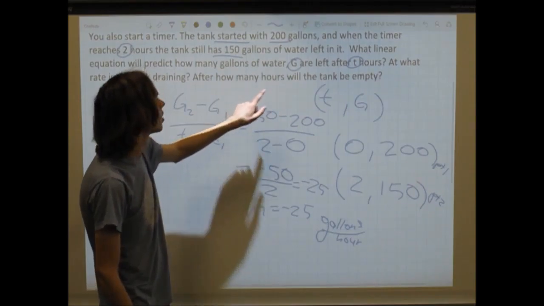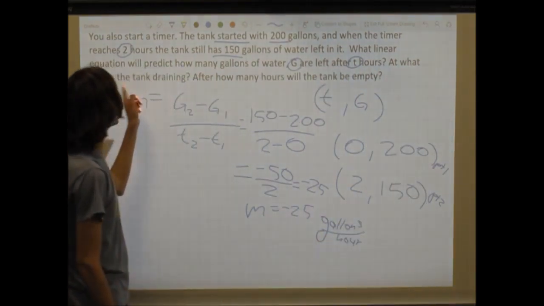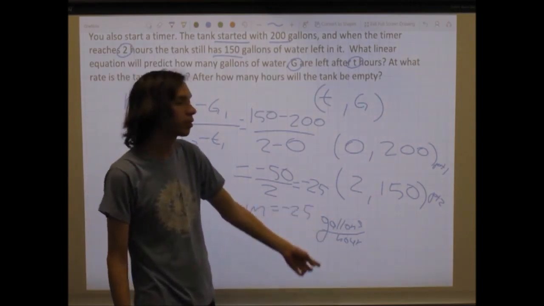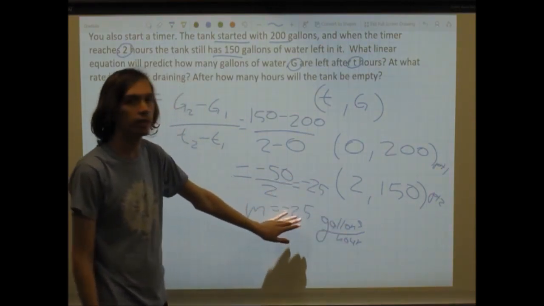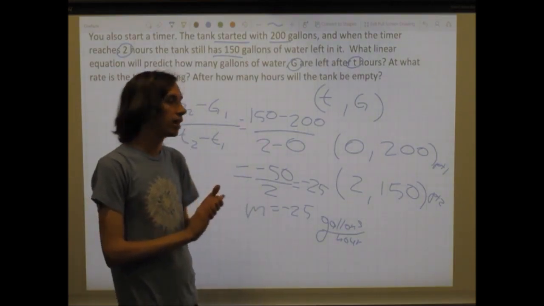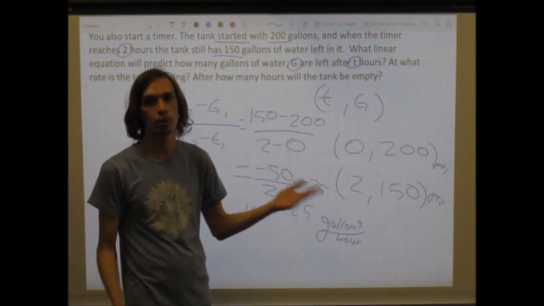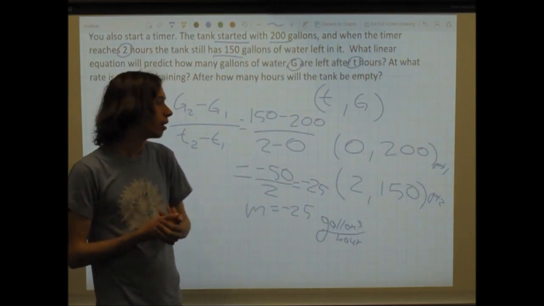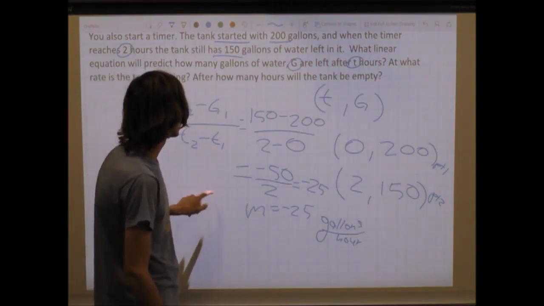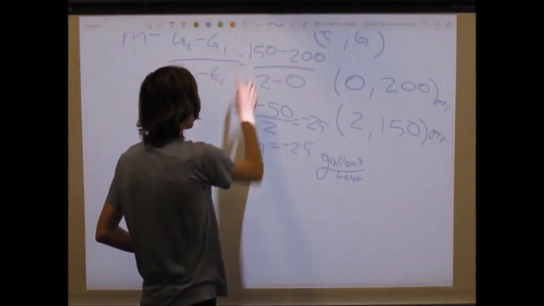It says, at what rate is the tank draining? We already figured out it's draining at a rate of 25 gallons per hour, and since the value is negative, that's just telling us that the water is decreasing, right? The amount of water is decreasing by 25 gallons per hour, so you're losing 25 gallons per hour. Okay, cool. So now we have the slope. So let's move down here.